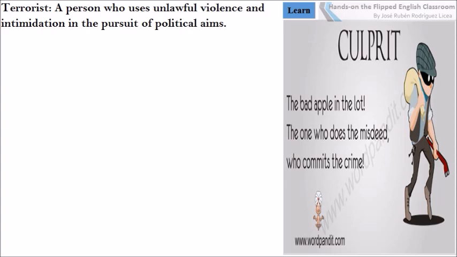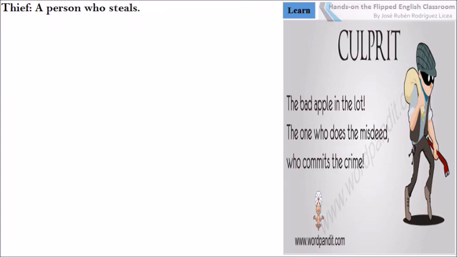Terrorist, a person who uses unlawful violence and intimidation in the pursuit of political aims. Thief, a person who steals. Vandal, a person who defaces property of another person. Justice system terms.